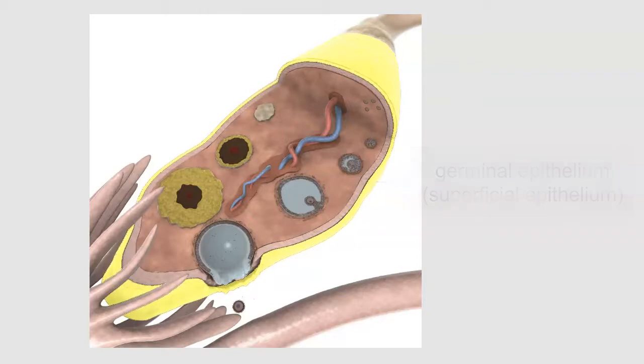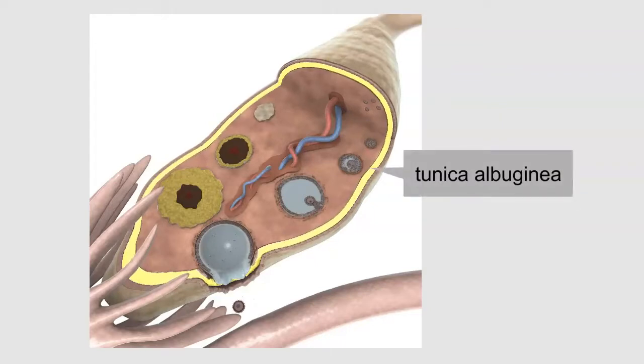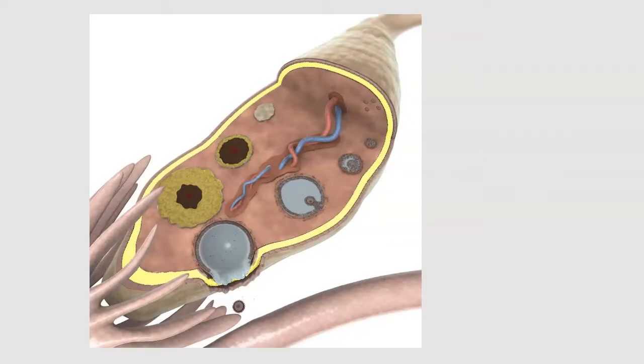And then below that is the actual outside of the organ. That's known as the tunica albuginea, same as the testis. So the tunica albuginea is the outside of the organ. Now, looking at the organization of the ovary, it's much more straightforward than the organization of the testis.